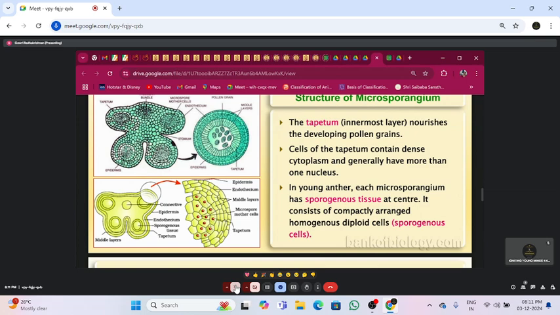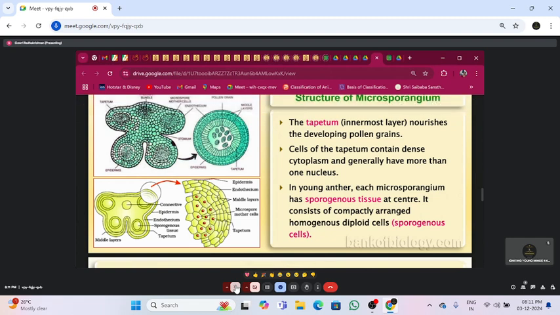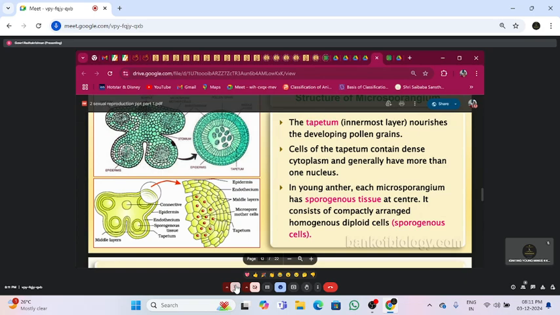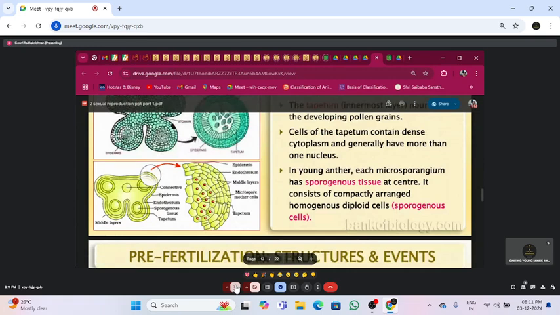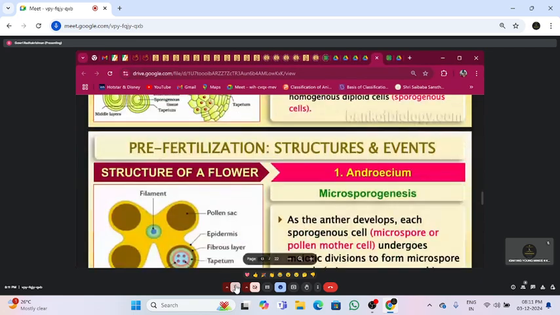In the young anther, that is before maturation, each microsporangium, you can see four, isn't it? Each one we are talking about. There are four and one we are talking about. At the center, it has sporogenous tissue, and it consists of compactly arranged homogeneous diploid cells, that is sporogenous cells.